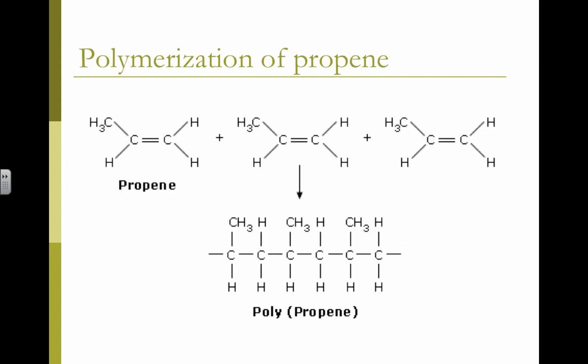Okay, so what if we have more than 2 carbons? Like here we have propene. Well, we're not going to add 1, 2, 3, 1, 2, 3, 1, 2, 3 and get 9 carbons, because the double bond is where it's going to open up and bond. And so notice how we still have a methyl group, like every other carbon has a methyl group, and this is polypropene or polypropylene.